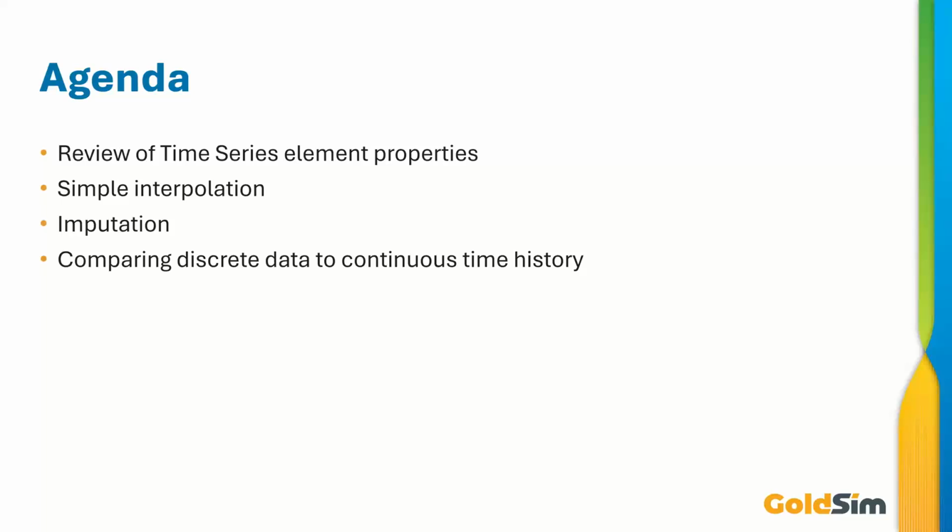The next thing I want to talk about is comparing discrete data to continuous time history. What I mean by that is sometimes you have measured sampled data that comes in at discrete points in time that are not regular, but your model is advancing forward in time on a regular basis. So there are tricks to better visualize the two together that I want to talk about.